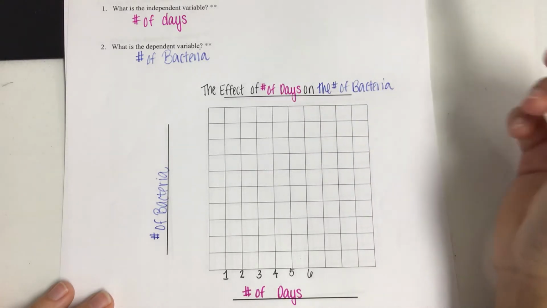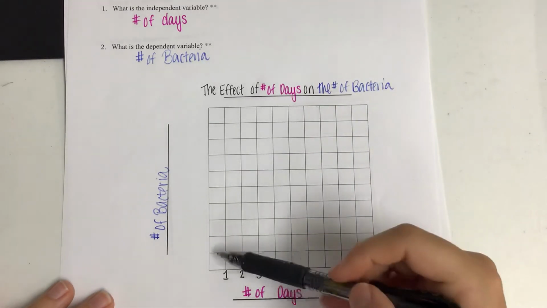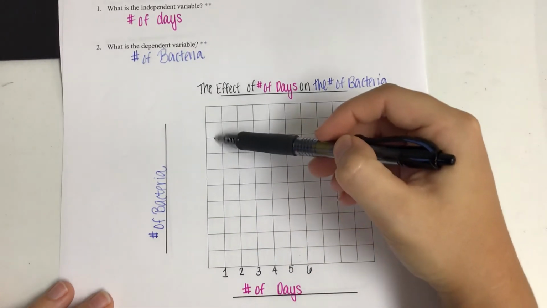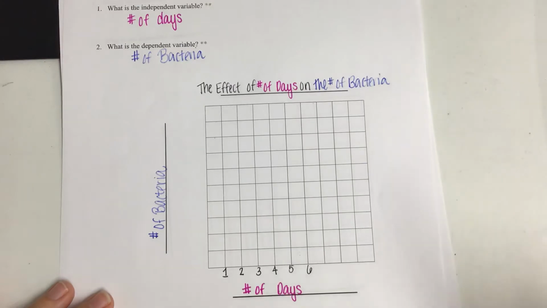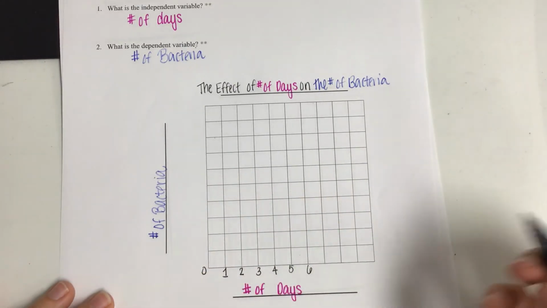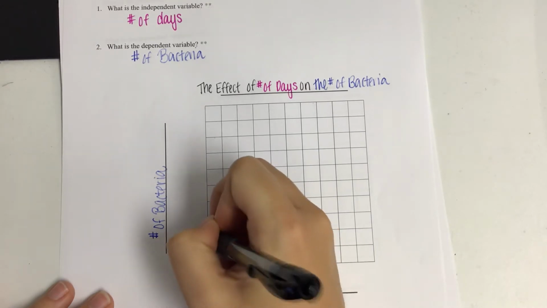Okay, so what if I go up by 20s? That's twice as big. 20, 40, 60, 80, 100, 120, 140, 160, 180, 200. So that is going to work. That's going to be our best and easiest scale to use. So I can go up by 20s.